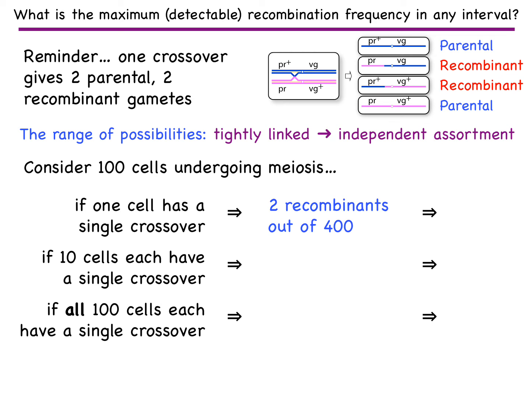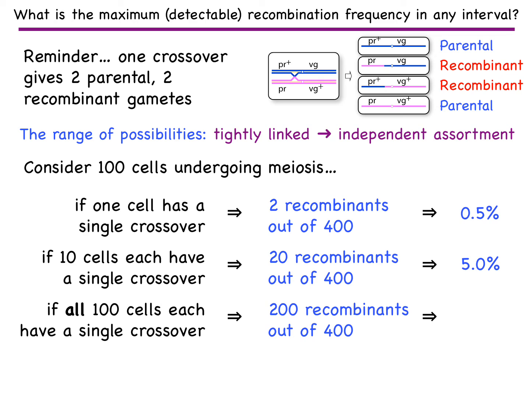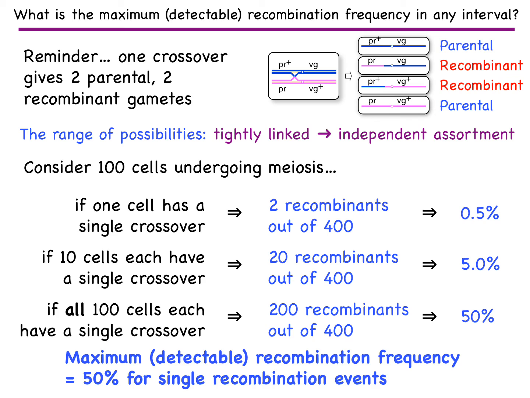Now let's consider what happens when 10 cells each have a single crossover. You'd end up with 20 recombinants out of 400. That would be the same as 5% recombination. And if all 100 cells have a single crossover, that would result in 200 recombinants out of 400, giving a recombination frequency of 50%. So even if all 100 cells had a single crossover, the maximum detectable recombination frequency you would see would be 50%. All right, what happens when you have multiple recombination events?